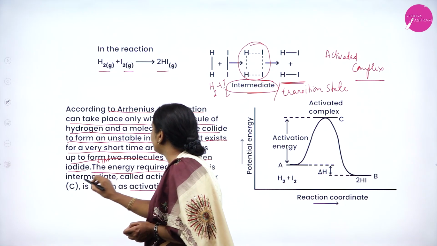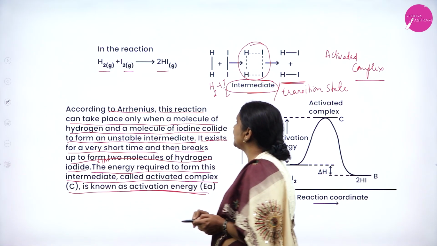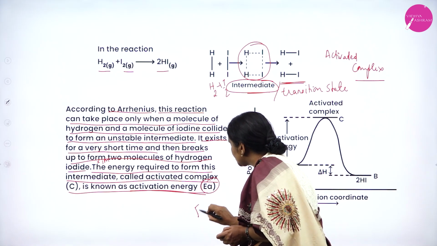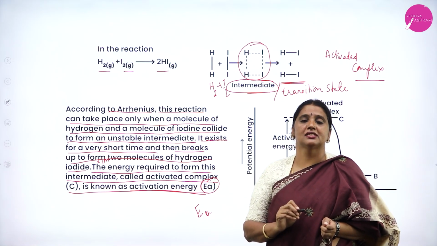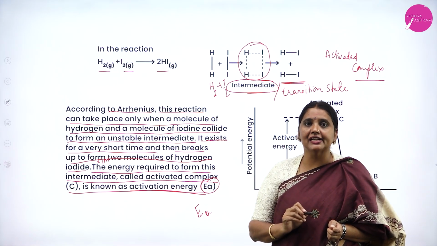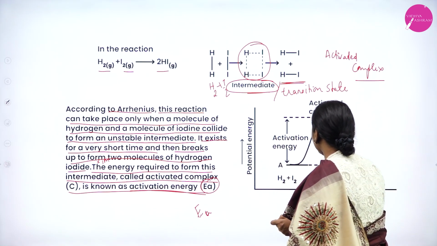The energy required to form intermediate or activated complex is known as what? Activation energy. And it is denoted by EA. Capital E subscript small a indicates activation energy. Now, I am going to show this by using graphical method.